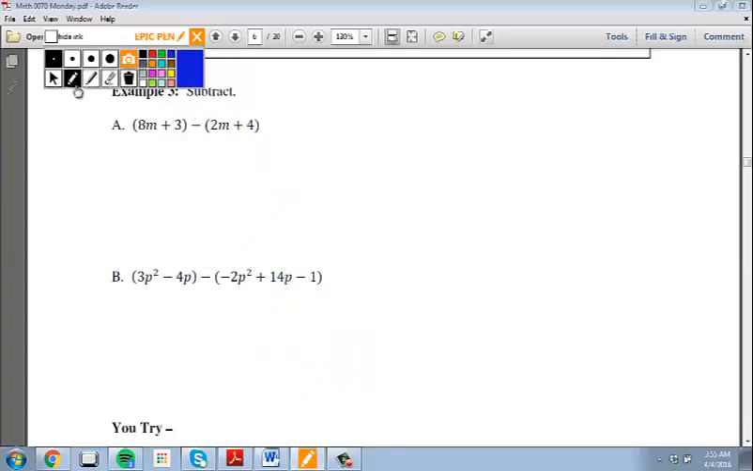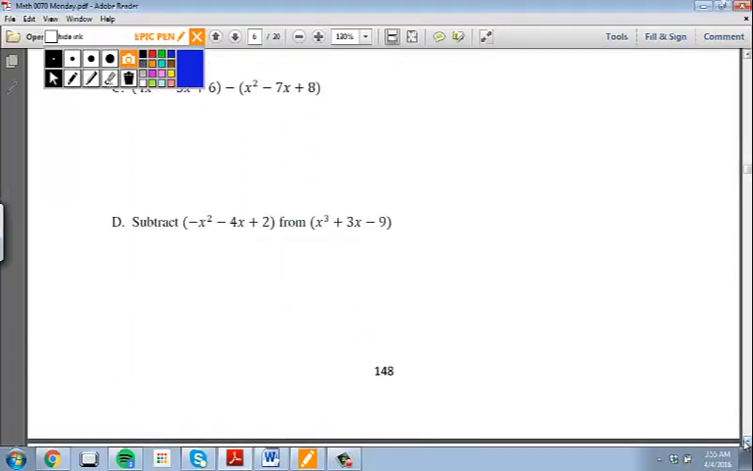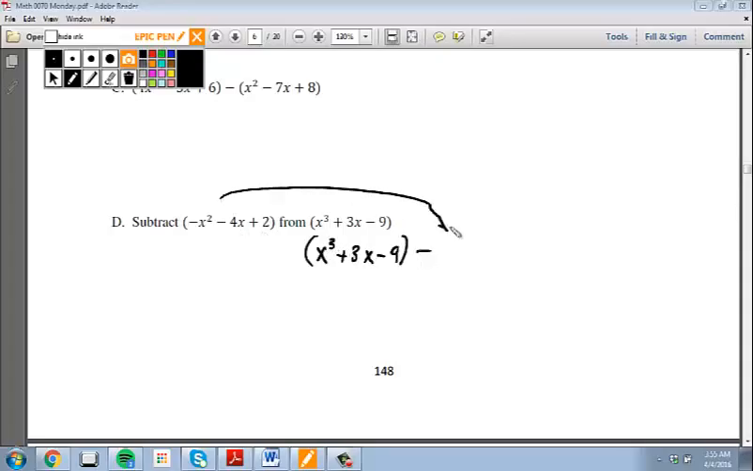Alright, so now let's look at, I know you don't like ones like D, but I just want to remind you on D, since I'm seeing it here, that when it says subtract something from something, you have to actually reverse the order. So it would mean that this comes first, and then this is what is being subtracted from it.